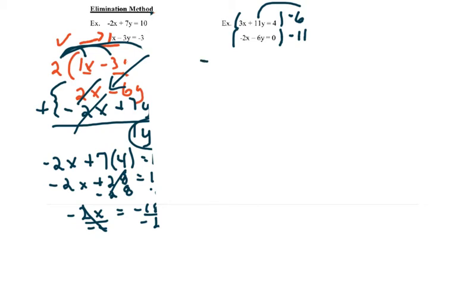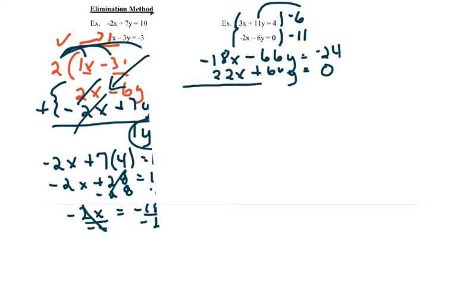That's going to give us negative 18x minus 66y equal to negative 24. The bottom one, multiplying it by negative 11, is going to give me 22x plus 66y, which is what we want, equal to 0. Now we're going to do our elimination method. We're going to say, hey, let's add these two equations together. So we got negative 18x and 22x. That gives me a positive 4x. The 66y and negative 66y cancel. And I'm left with negative 24 on the other side.